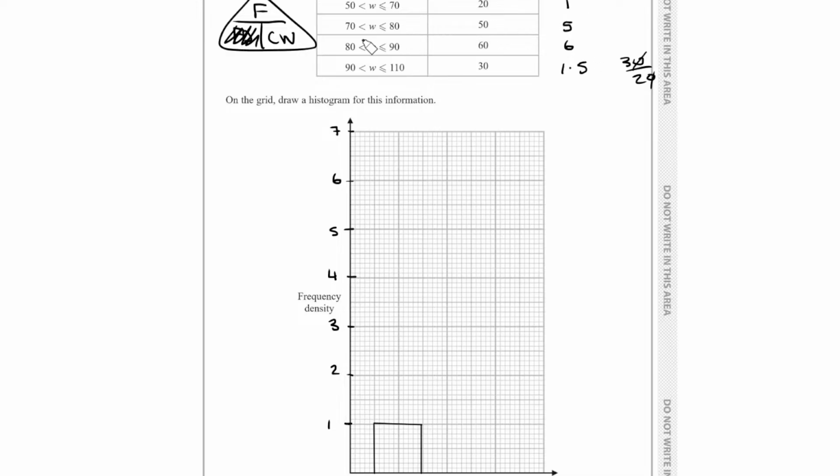Okay, so the next one is between 70 and 80, so that's not as wide, and then it's up to 5. So, there. Across by just 10, and then down again. Then the next one is up to 6, so I'm going to go up again.